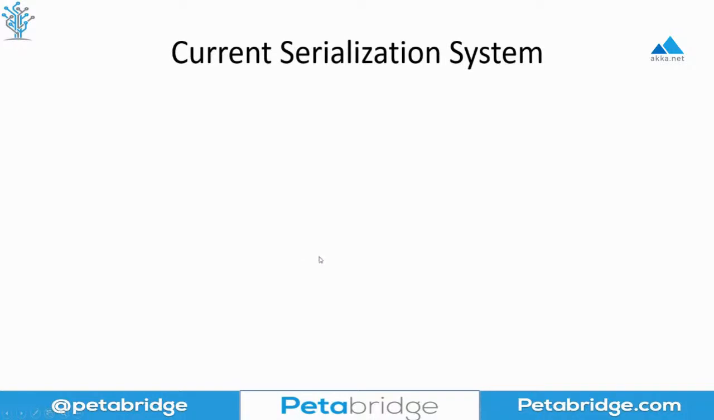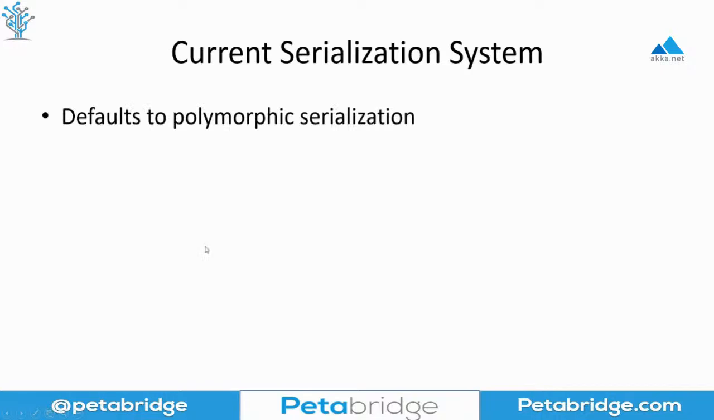So let's talk a little bit about the current serialization system and some of the issues it has. The first is that we default to polymorphic serialization. Today, that's mostly Newtonsoft.Json, but for a lot of users, that's also Hyperion.